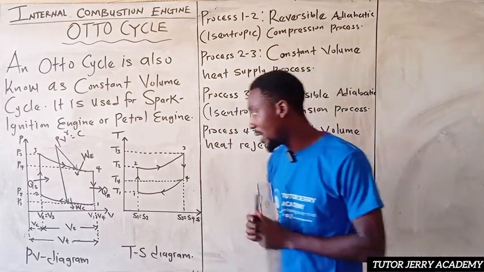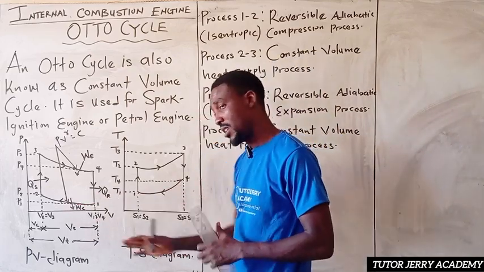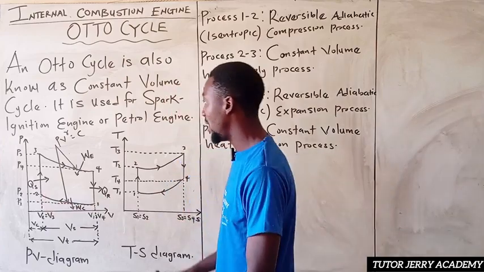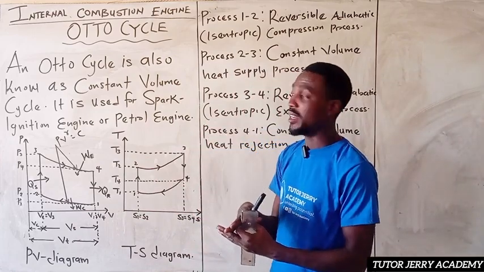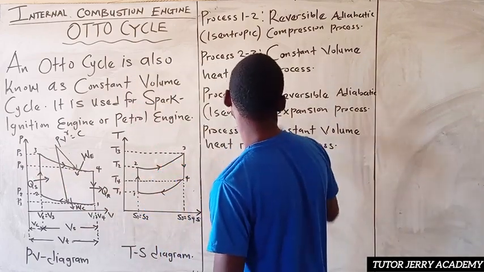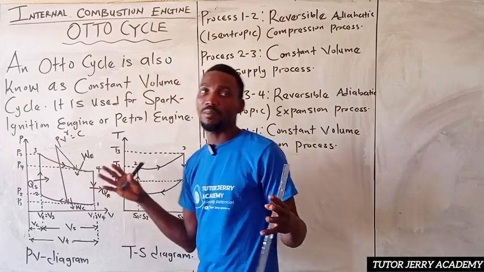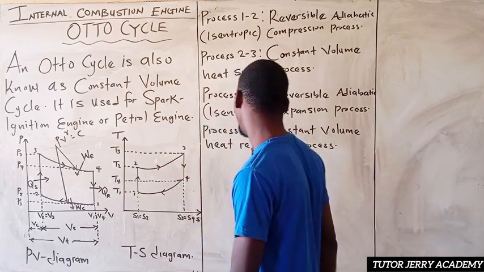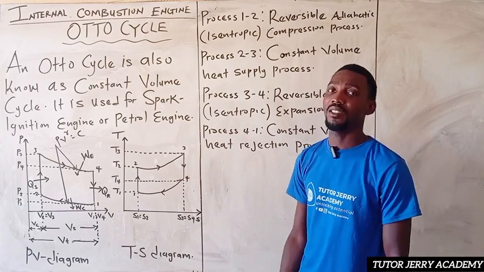All right. The meaning of all of this is, when air enters into the cylinder, it compresses it, right? So when it compresses from process 1 to 2, then from process 2 to 3, a constant volume heat is being supplied. Then it moves to process 3 to 4, which we said is reversible adiabatic expansion. That is, from process 3 to 4, it gets expanded. And from process 4 to 1 now, heat is being rejected. So that is just how to explain these processes.